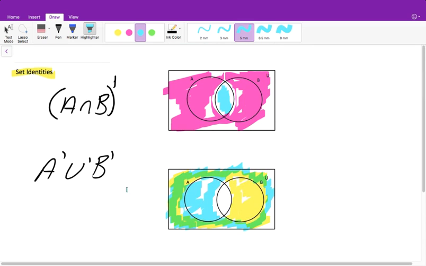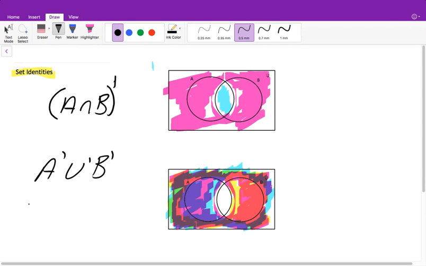And now we're doing union, so it's one or the other. So it doesn't really matter as long as it has a blue or as long as it has a yellow, it works as an answer. So everything outside of this intersection was colored in. So this is the exact same shading that we would have for the one that we just did, A intersection B complement. So these two are equivalent, they're equal to each other. So we can go ahead and say that A complement union B complement is equal to A intersection B complement.